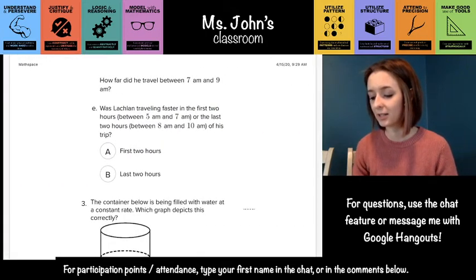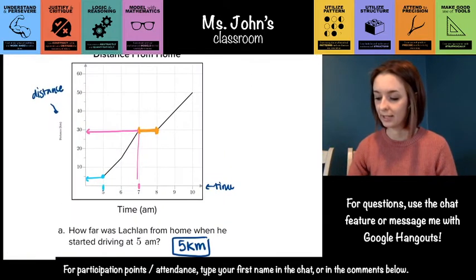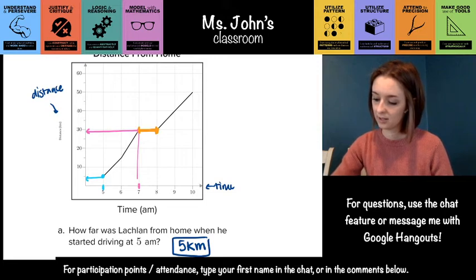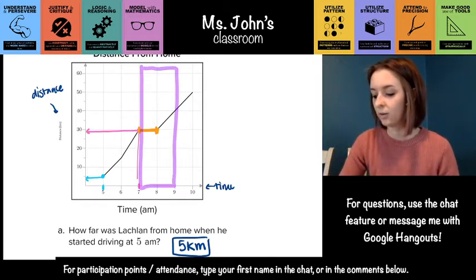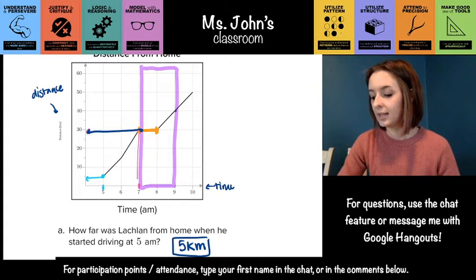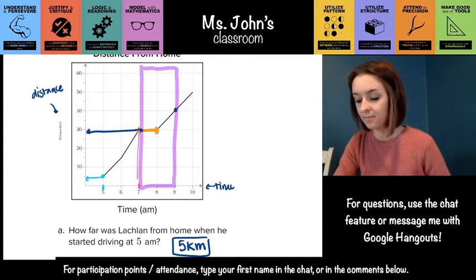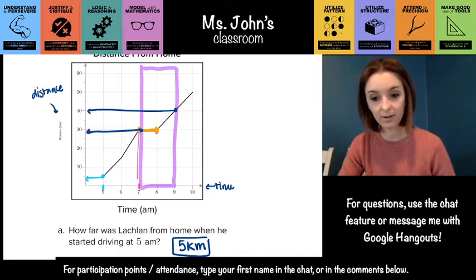And then there's one more question, but it ended up on the other page for me. Oh, 2 actually. How far did he travel between 7 a.m. and 9 a.m.? So on our graph, let's get a highlighter. We're looking at from 7 a.m. to 9 a.m. We're looking at this section. So when he started at 7 a.m., he was 30 kilometers from home. And at 9 a.m., he had gone 40 kilometers away from home.